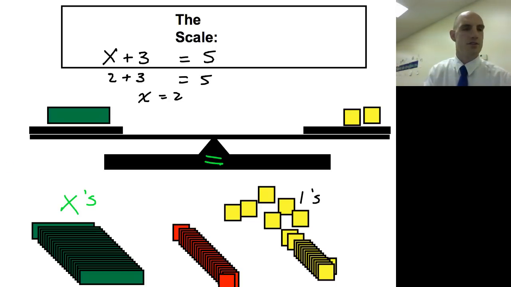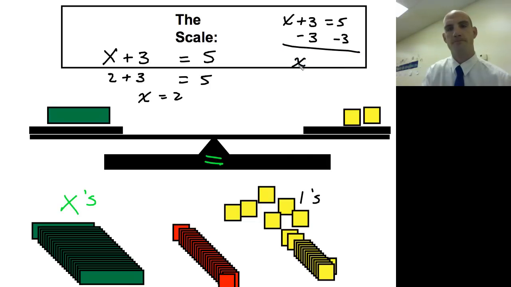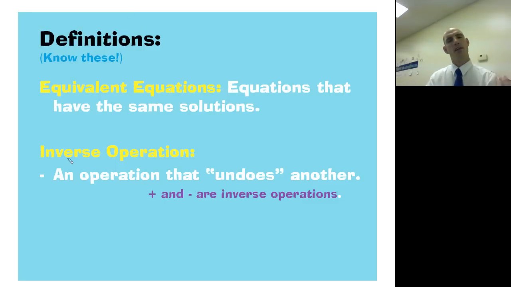Well, what did I do to get there? To get there, I had x plus 3 equals 5. Well, I wanted to take 3 of those yellow ones from each side, so I took away 3 on this side, and I also took away 3 on this side. So I found out that x equals 2. That's what I normally do in my brain. Well, when we start to talk about these equations, we're going to be doing the same thing.